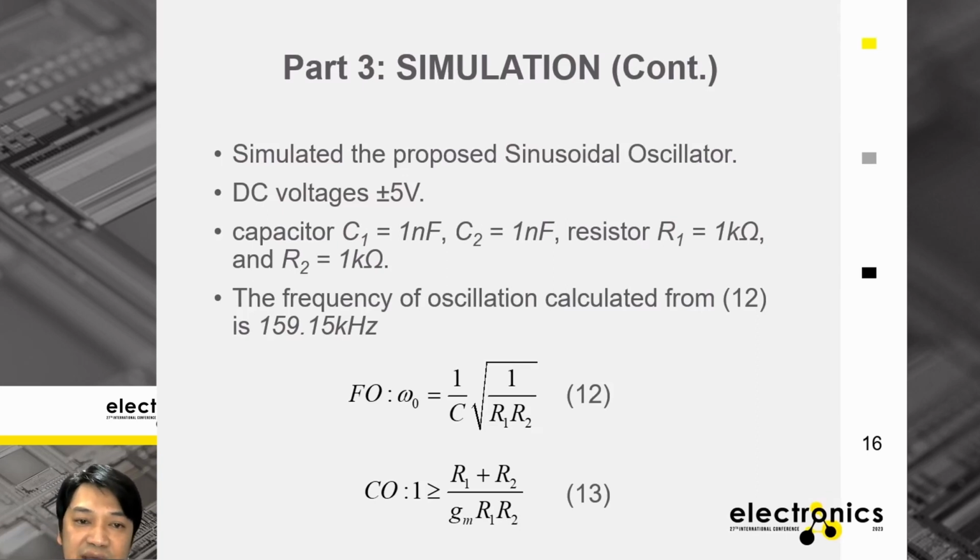And next, last, I present the simulation of the sinusoidal oscillator. I use the simulation based on the circuit in figure 4. The voltage is set to plus and minus 5 volts as well, and the capacitors C1 and C2 are set to the same value, 1 nanofarad, and R1 and R2 are set to 1 kilo ohm as well. From those values, by equation number 12, this circuit will obtain an oscillation frequency of about 159.15 kilohertz.